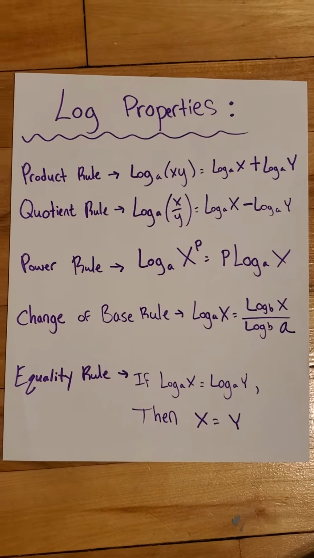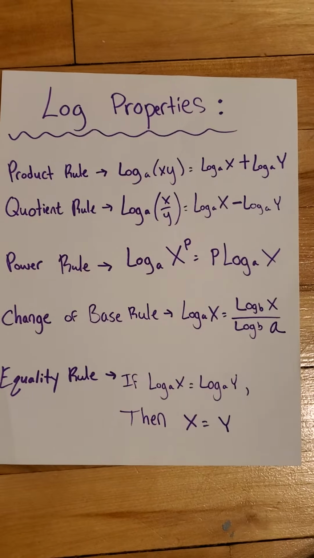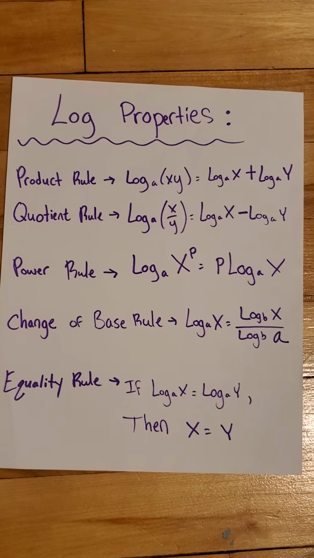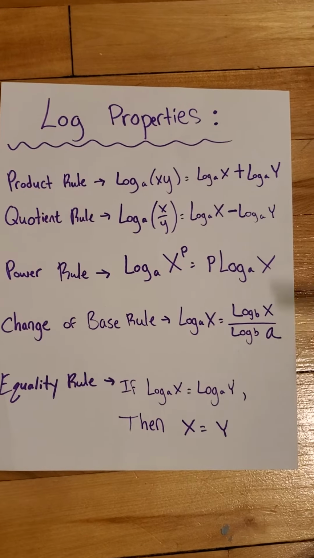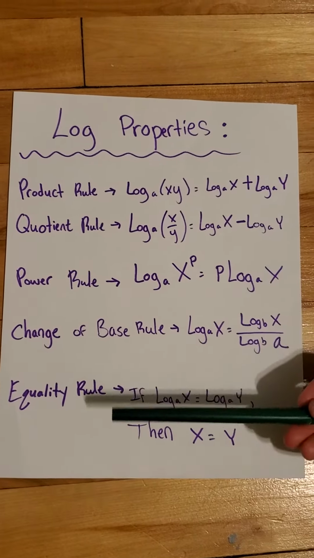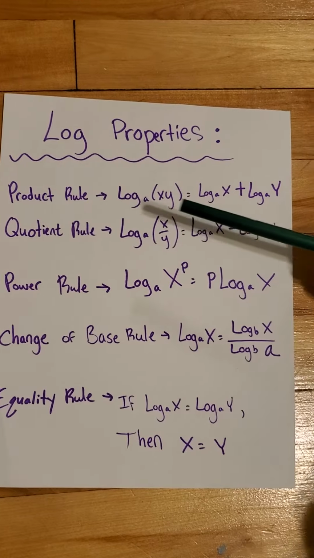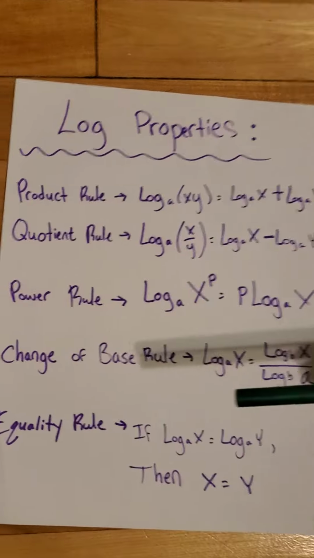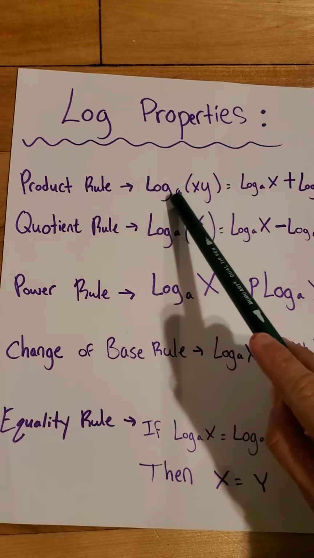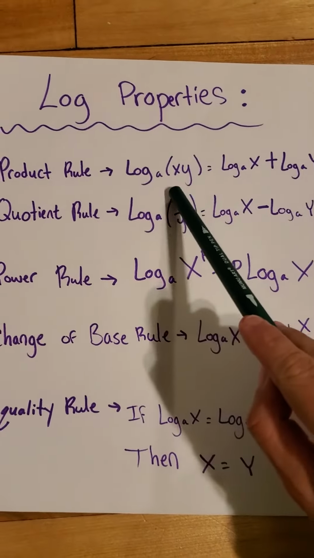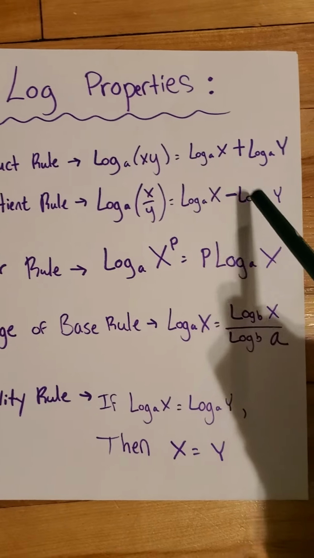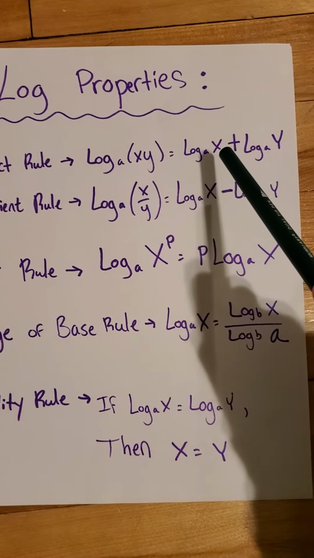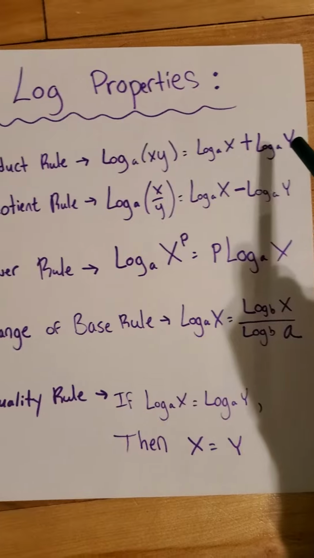All right, logarithm properties. So here are the basic logarithm properties that you will see. Now, I just wanted to make a brief overview that shows you the name and the equation or property for them. So the first one, the product rule. Here's how you do it. Log A, parentheses, XY. And then we break it down like this. Log of A, X plus log of A, Y.